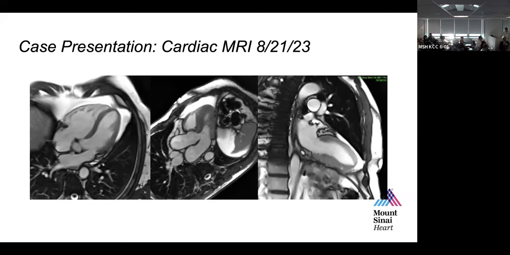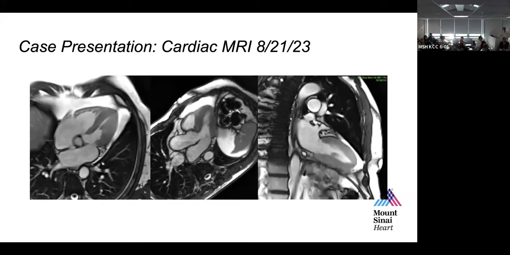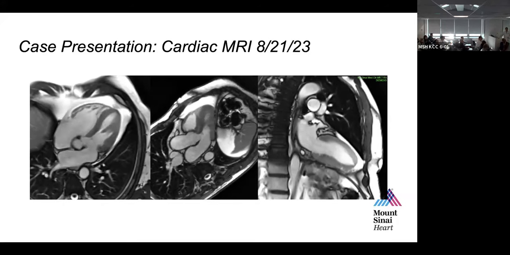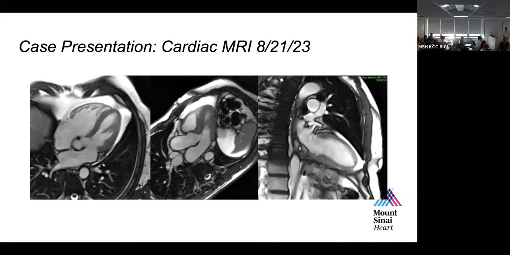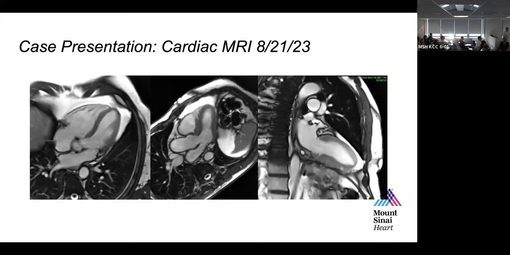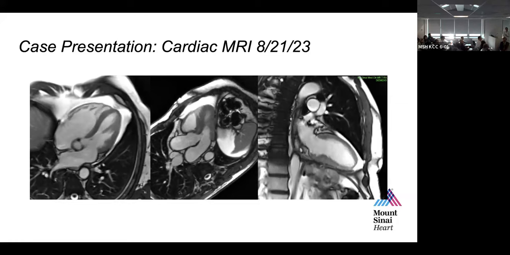Just for the sake of time, I'm not going to belabor this, but just 2 points real quick. I think Nadine highlighted this. Always look for other things. I know we're focusing on the right side, but the left side is normal here. So that's important. That was on echo, it's on MRI, but the left side's okay.